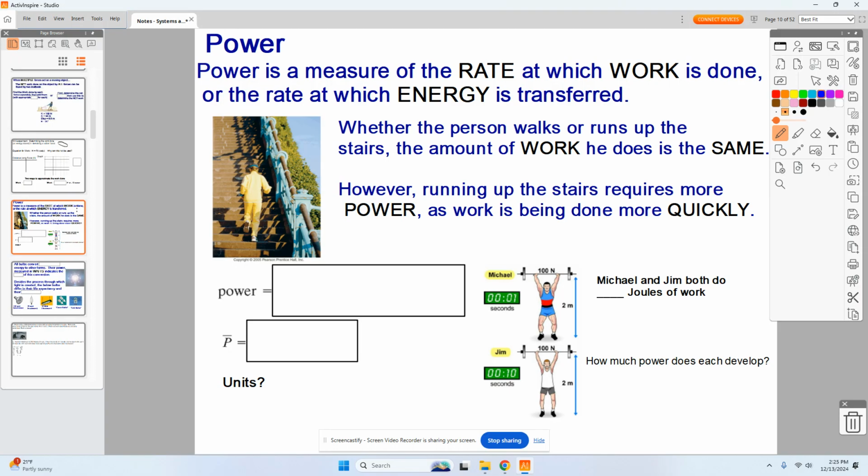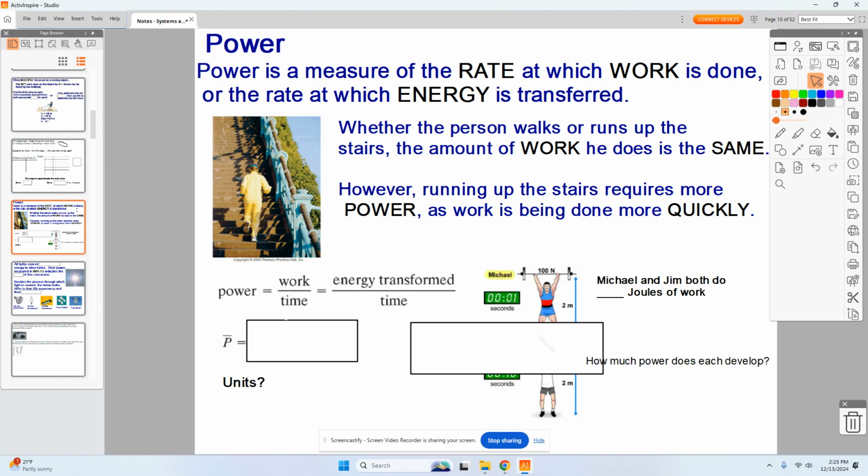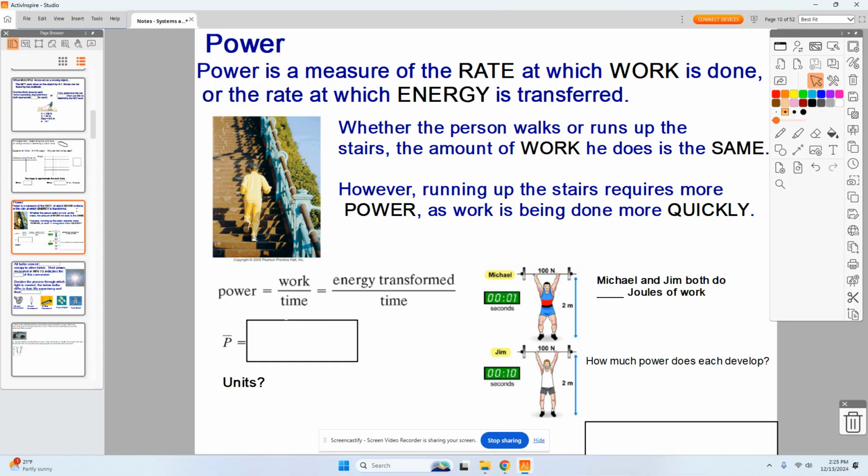So power is, again, the rate at which we do work. What that would mean is we would take work divided by time. Or in the more general sense, we could say it's energy transferred divided by time. So one of them has to do with the concept of work, a force acting through a distance. The other one is just about energy transformation. So work divided by time, or energy transformed divided by time.